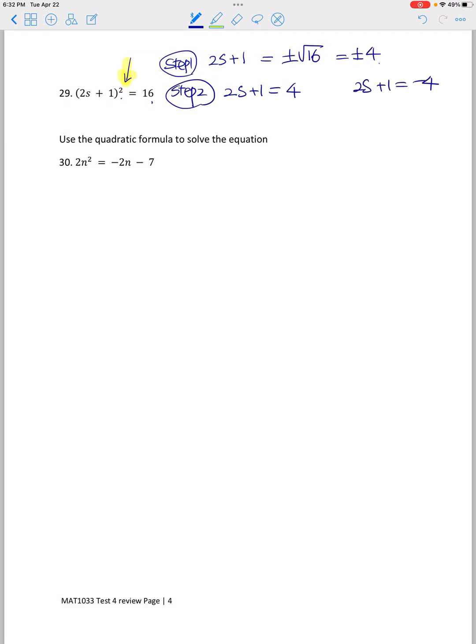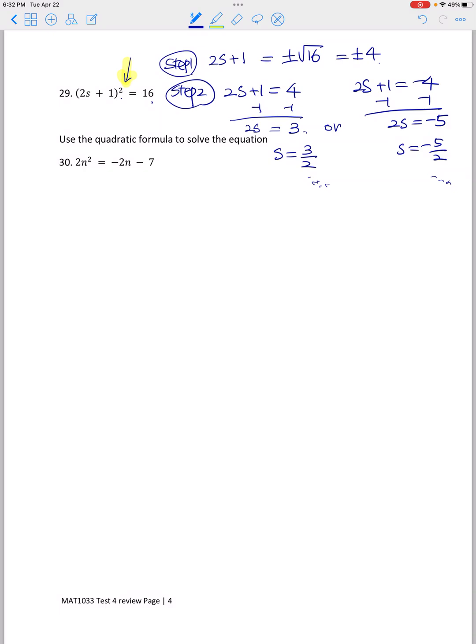There is a common mistake: students only solve for one equation and just put the negative sign on the other one, which will guide you to the wrong answer. So when you subtract 1, you get 2s is equal to 3, so s is equal to 3 over 2. For the other, I subtract 1, I get 2s is equal to negative 5, so this is negative 5 over 2. See, the answers are not only different in sign, they actually are different answers.